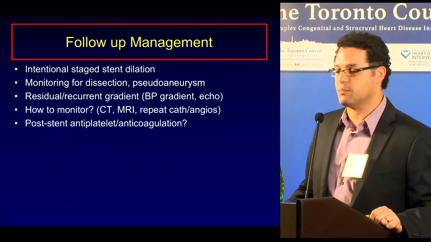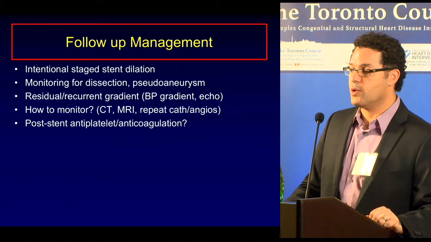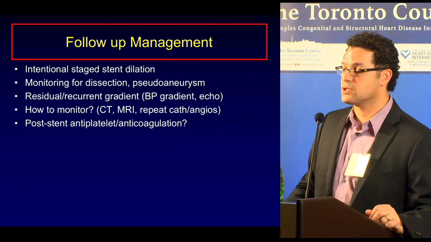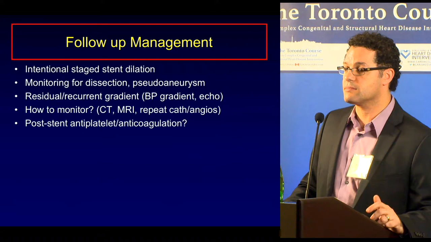The question I would ask the group is post-stent antiplatelet or anticoagulation. I don't use it. I know that for the COAST and COAST II trials, we had to have them on aspirin. Now that the trial is done, I don't use anything. Does anyone use anticoagulation or antiplatelets after a coarct stent? Aspirin. So what do you use and for how long? Aspirin. Just aspirin? Yep. Anything else? Anyone anticoagulate?